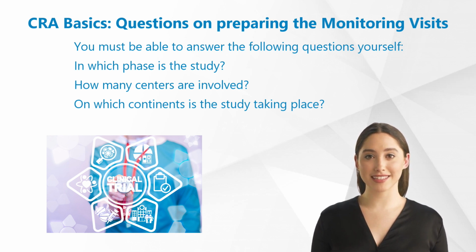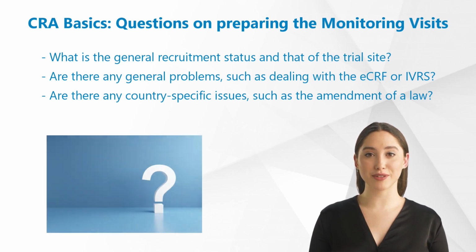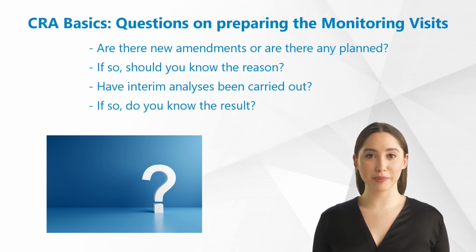In which phase is the study? How many centers are involved? On which continents is the study taking place? What is the general recruitment status and that of the trial site? Are there any general problems, such as dealing with the eCRF or IVRS? Are there any country-specific issues, such as the amendment of a law? Are there new amendments or are there any planned? If so, you should know the reason.